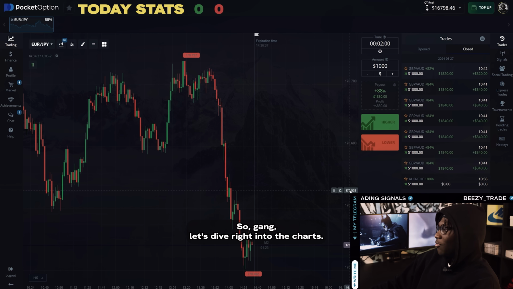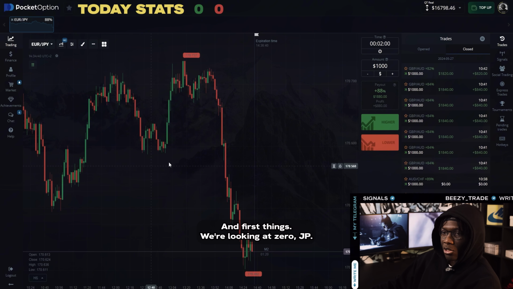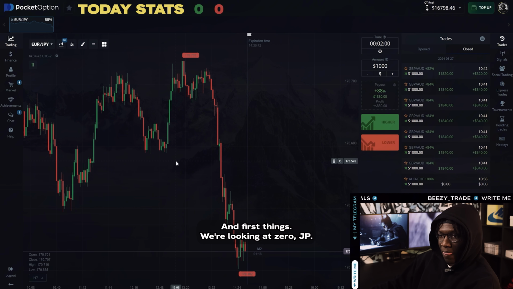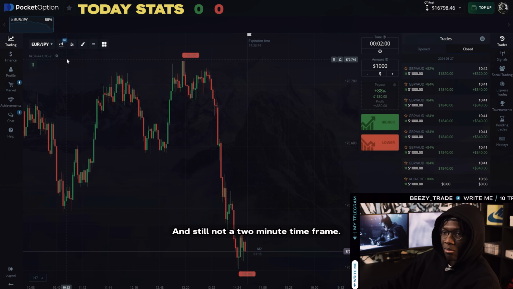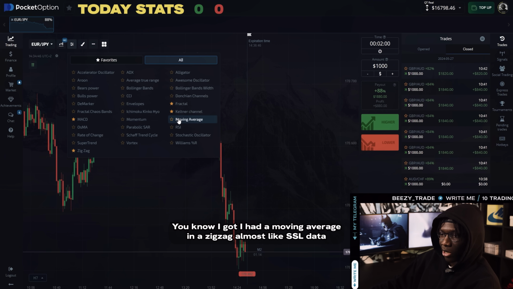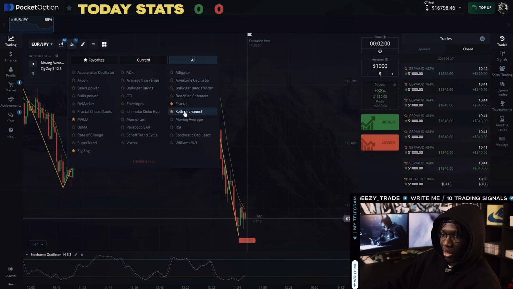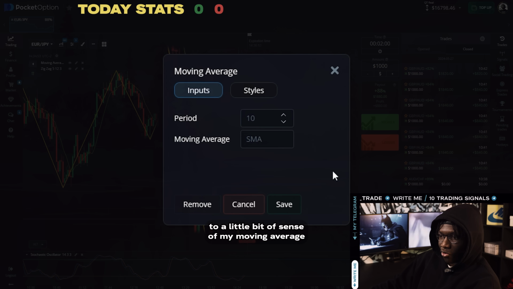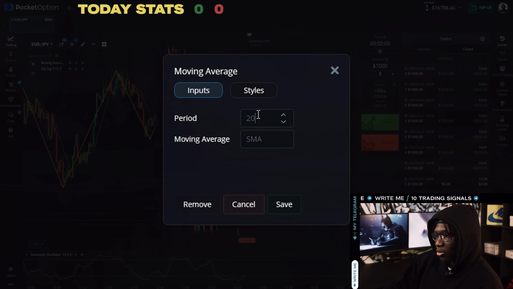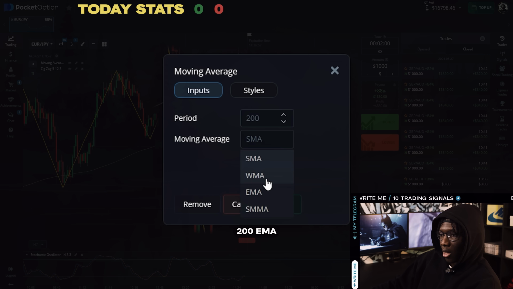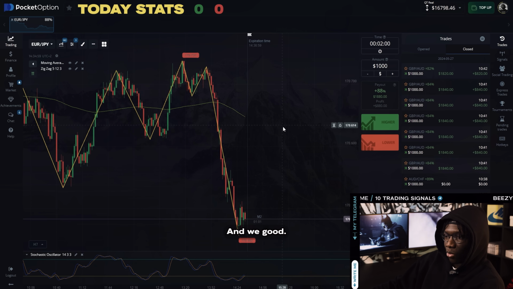So gang, let's dive right into the charts. And the first thing we're looking at is USD/JPY. And still on our 2-minute time frame, I'm gonna go ahead and add my indicators. I've got to add the moving average and the zigzag, and my stochastic oscillator. Do a little bit of settings on my moving average, 200 EMA, and bam, we're good.